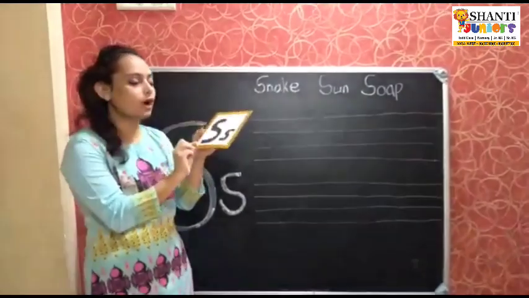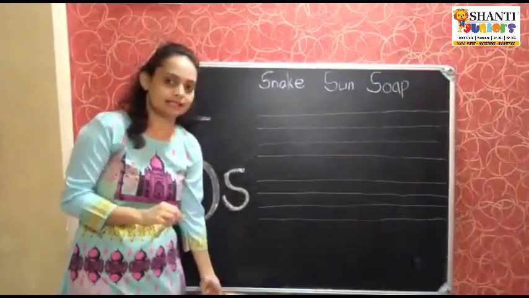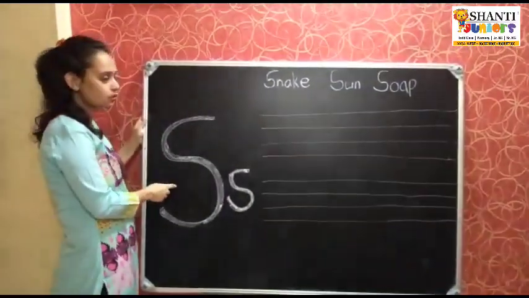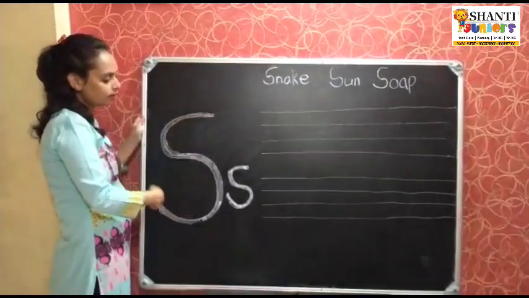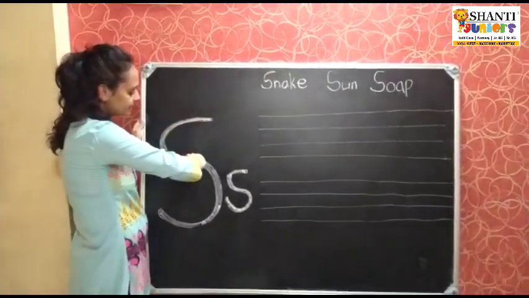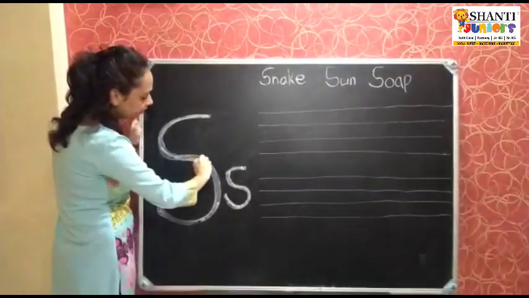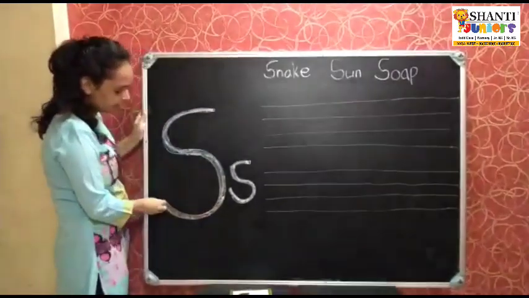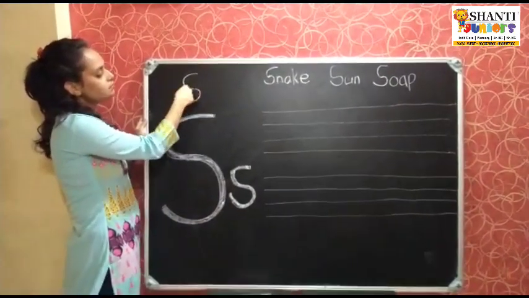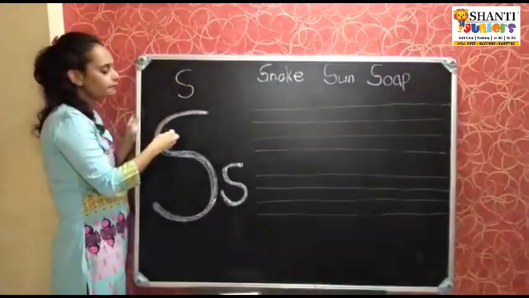So now we are going to learn how to write letter S. This is very simple, children. Just you have to do a curve. From here, curve, and come down. So it becomes a curve C, and from here another C. So it becomes S.